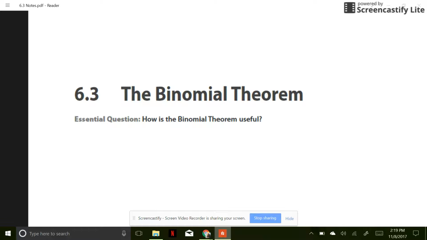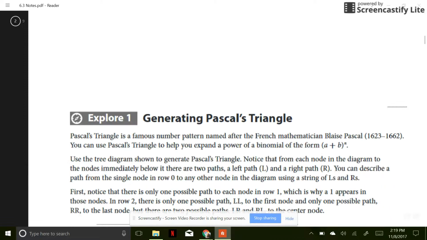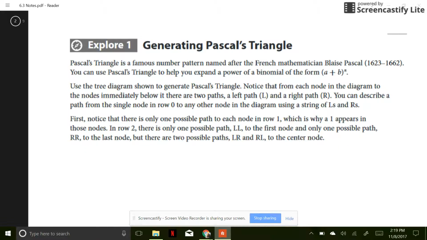Now we're going to look at section 6.3, the binomial theorem. More likely we're actually using Pascal's triangle. So Pascal's triangle is a famous number pattern named after a French mathematician named Pascal, and you use a tree diagram to generate Pascal's triangle.